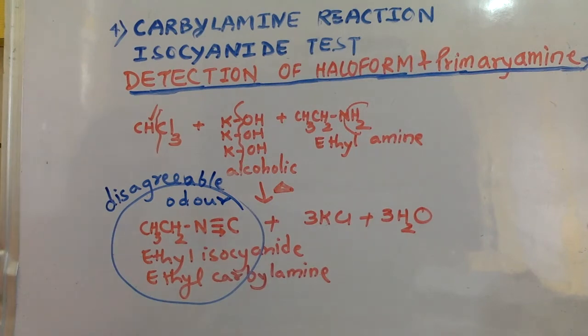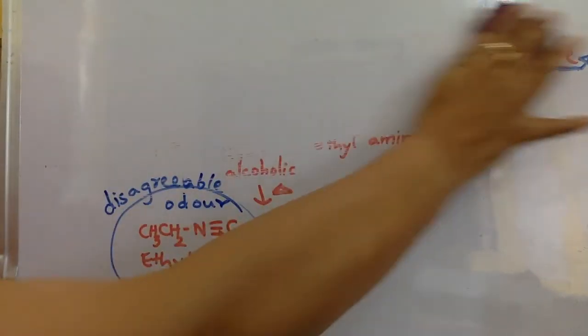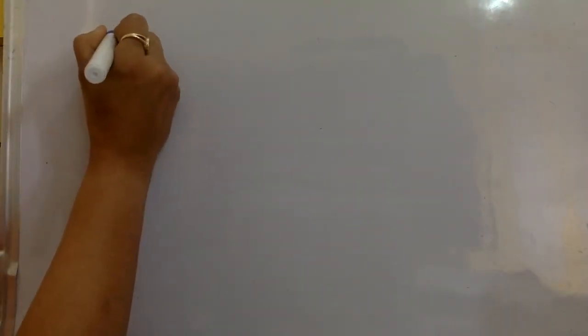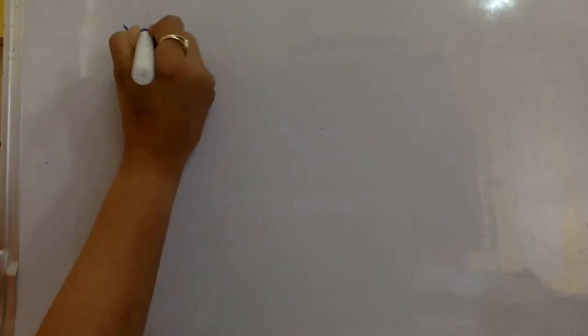So that is the carbylamine reaction, which is the isocyanide test. It is given on page 500 of your textbook also. So this is the detection of haloform and primary amines. Now with this, students, we move to the next test, which is the nitration of chloroform. Let us see what happens in the nitration reaction of chloroform. So children, nitration of chloroform, that is the 5th property.